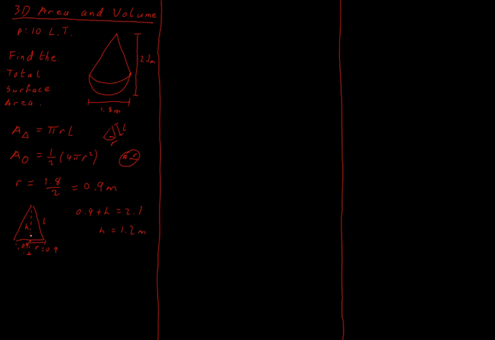Now I recognize, again, a right cone. So I have a right angle triangle here. I now know h is 1.2. The radius is 0.9. What is my slant height going to be? Well, it's going to be L squared is equal to h squared plus r squared, Pythagoras.